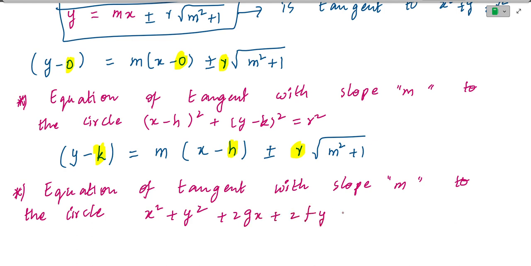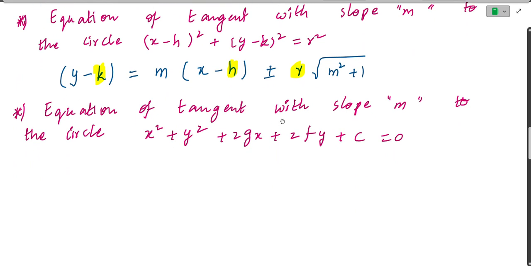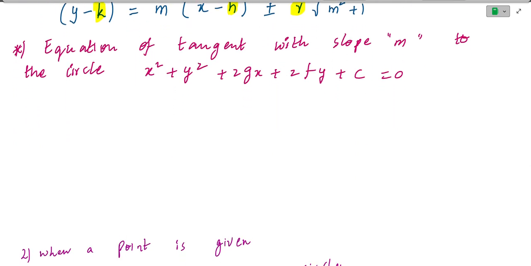Now for this circle, I know that the center of the circle is minus g comma minus f. Let me write the center first. Center of the circle is minus g comma minus f, and radius of the circle is under root of g square plus f square minus c. After finding these two, I can apply the same concept we have discussed so far.